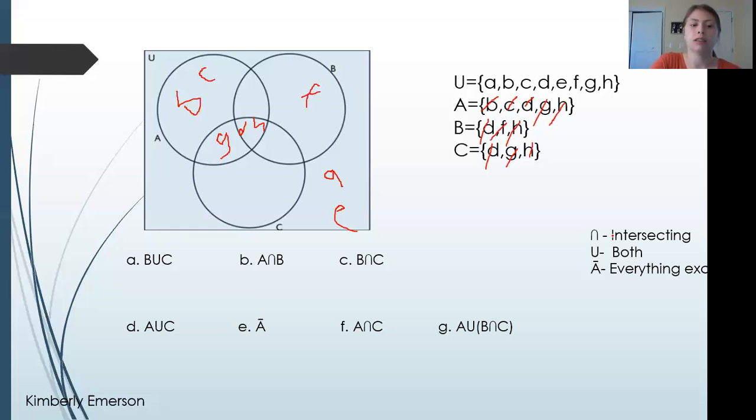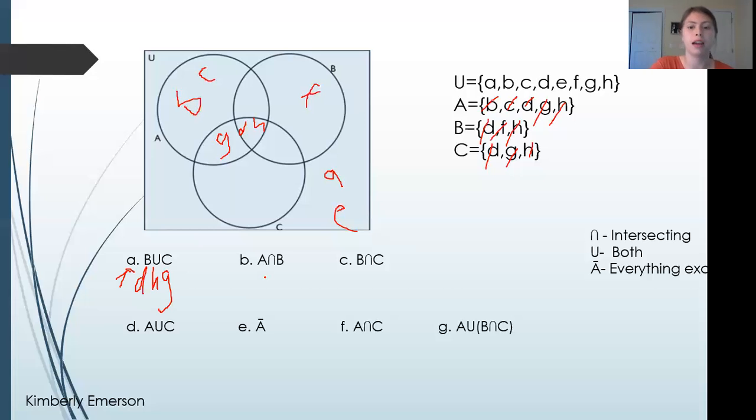So let's look at some of our problems here. We have B and C, so both B and C. So what is in both B and C? So we have F and B. Sorry, it's an F. And then we have D and H. D and H. And then that's it. Oh, we actually have G and C as well.